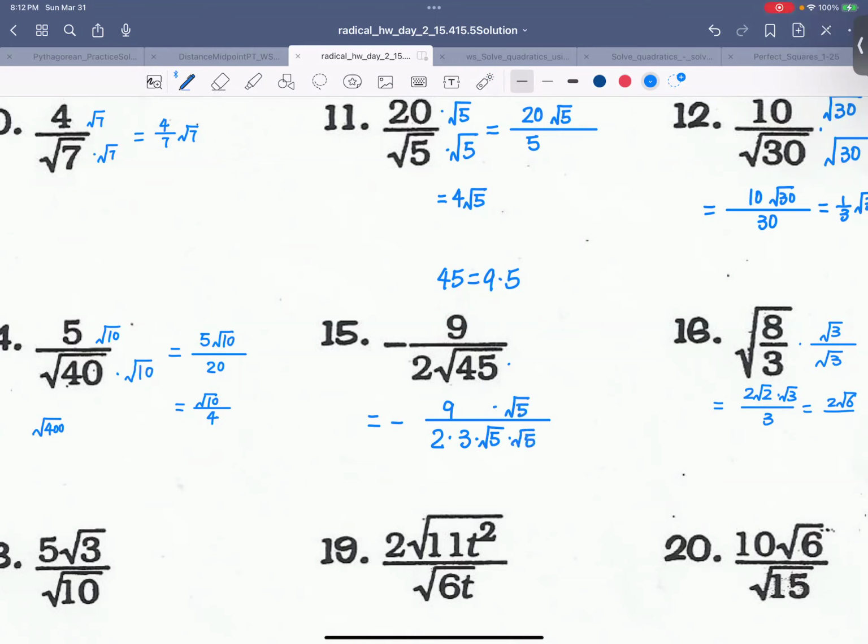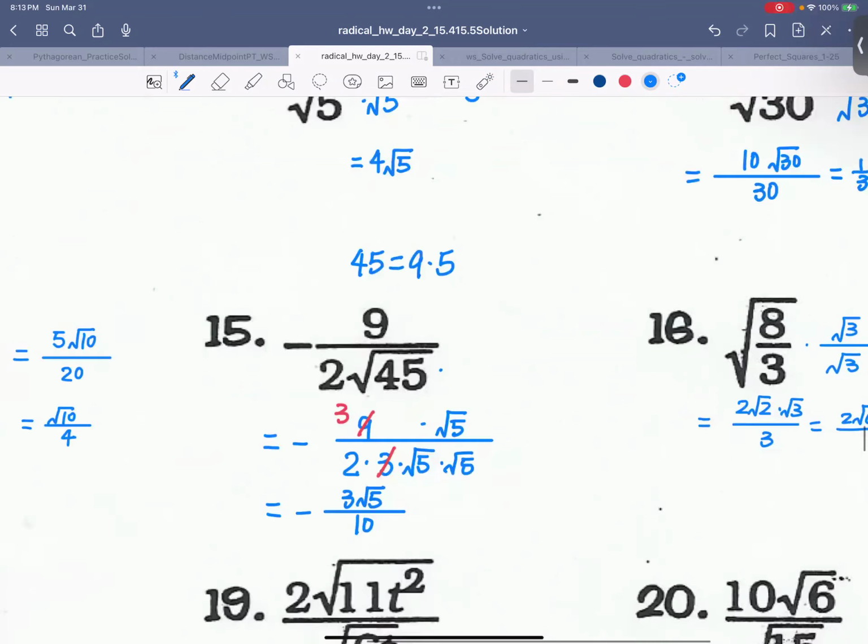So the top is going to be 9 times the square root of 5. We simplify, yes? Some people say, oh, cancel. No, you don't cancel. This is 5. You don't cancel this, okay? So I have 2 times 5, which is 10. So the bottom is 10. The top is 3 times square root 5. Okay?